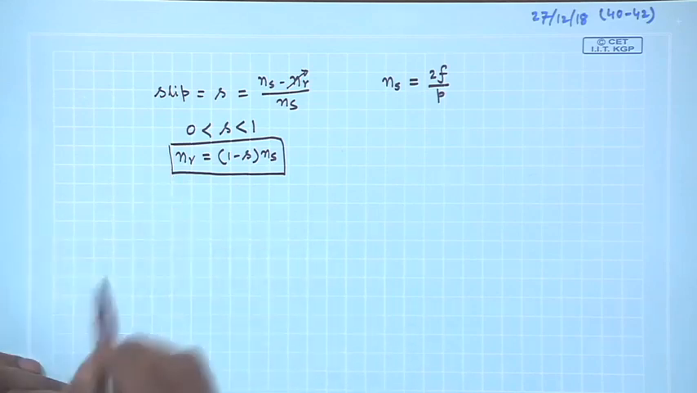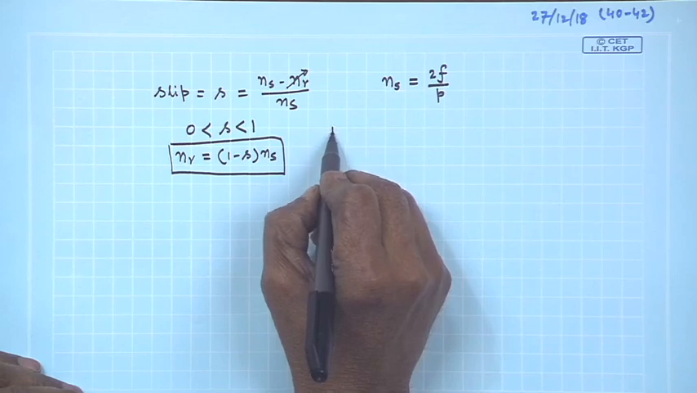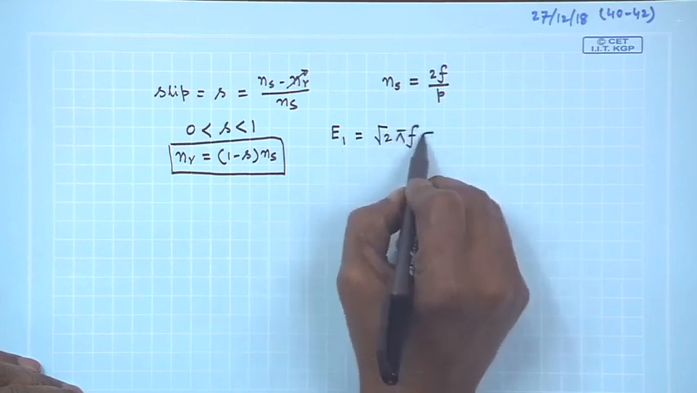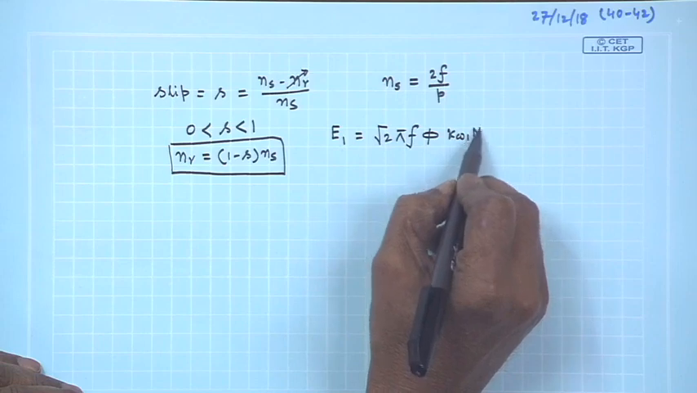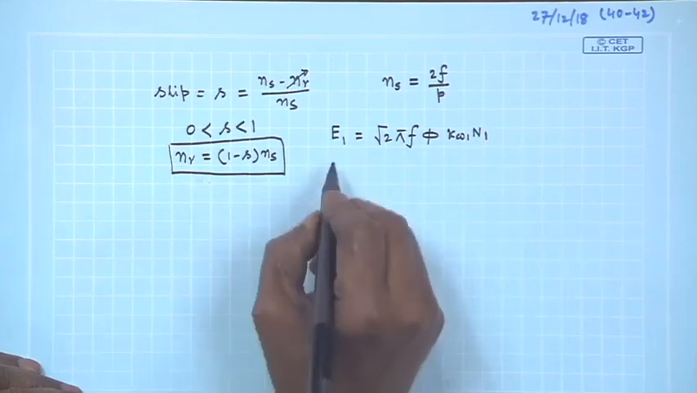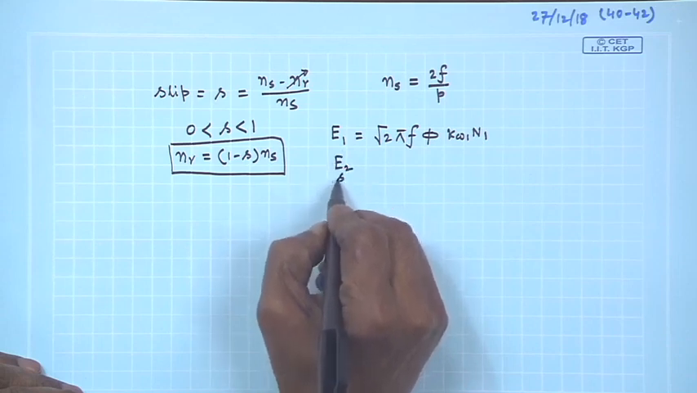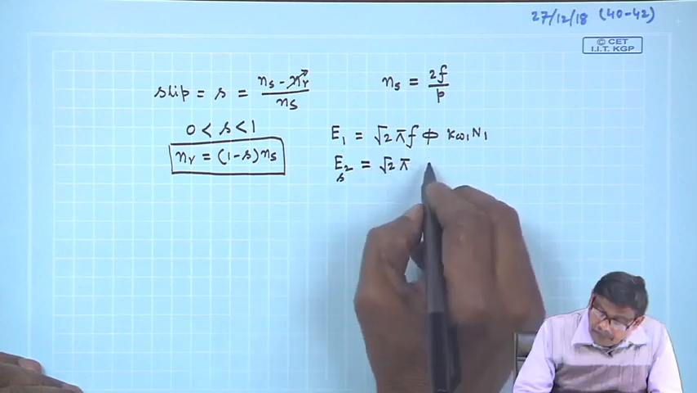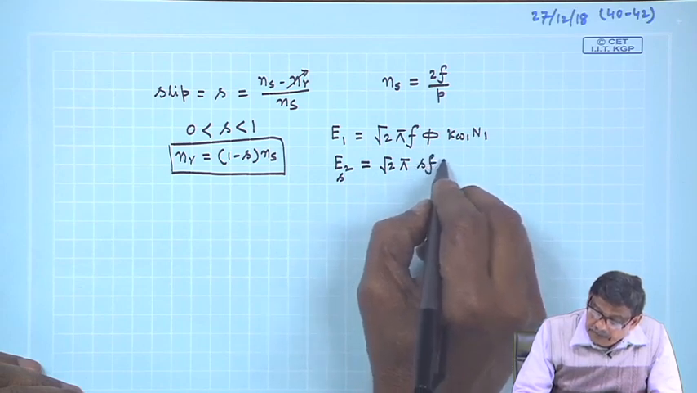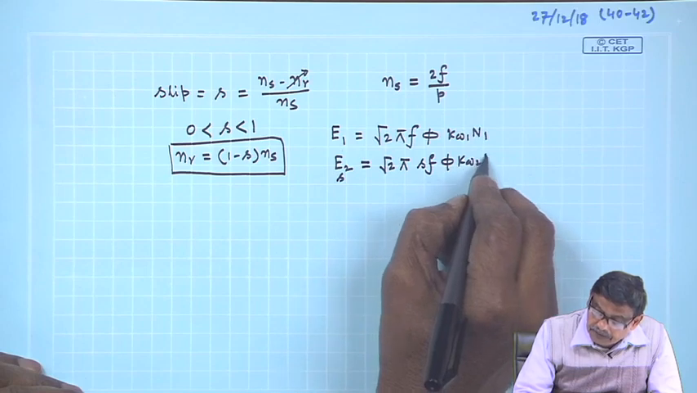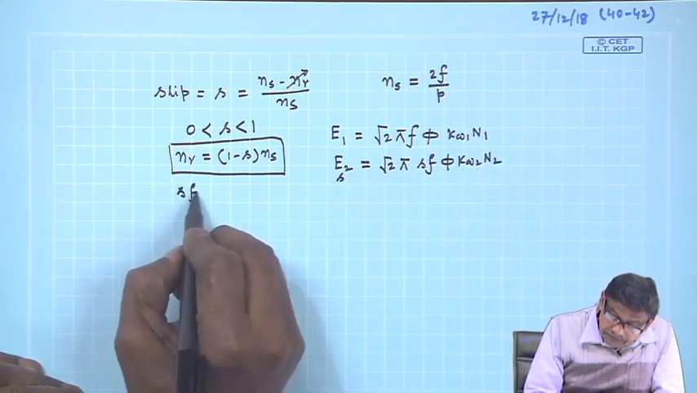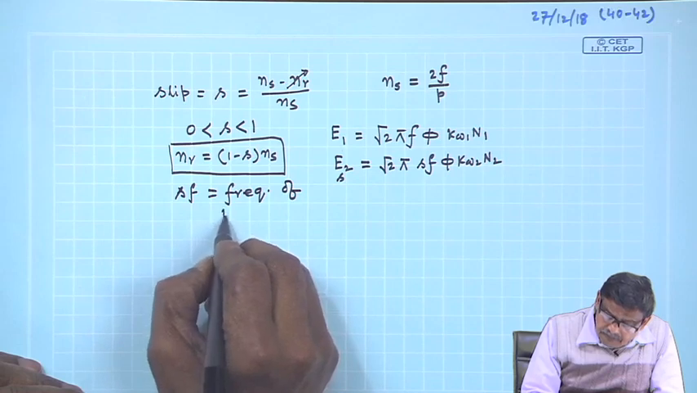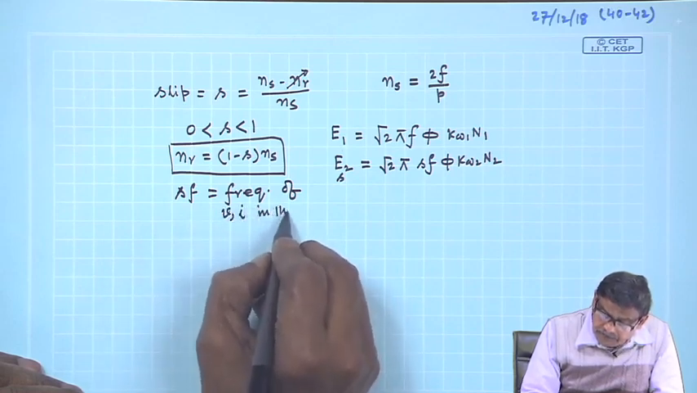The important thing we told you is that the stator induced voltage E1 was equal to root 2 pi f phi into kw1 N1, and at any value of slip the rotor induced voltage E2 will be root 2 pi S f into phi into kw2 into N2, where S f is the frequency of electrical quantities, voltage and current, in the rotor circuit.